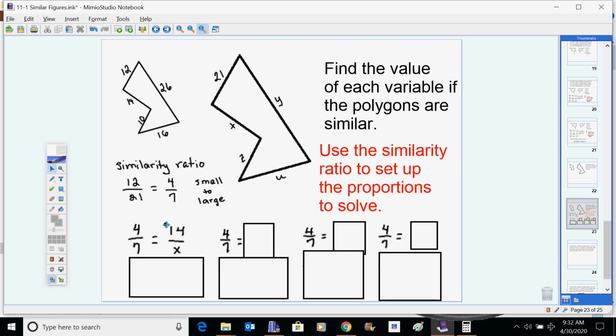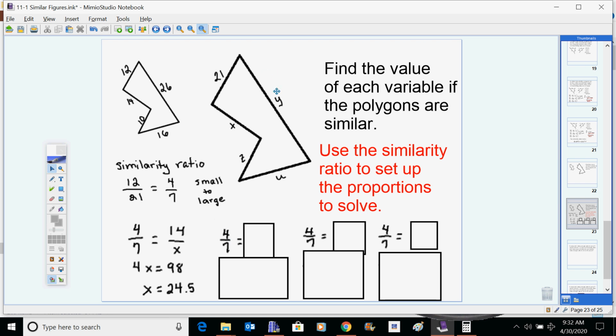It equals 14 over x because our ratio is the small figure to the large figure, the left figure to the right figure. So I have to do small to large here also. Once you've done that, it's a matter of cross multiply. 4x equals 98. Divide both sides by 4, and you get 24.5 on that one.